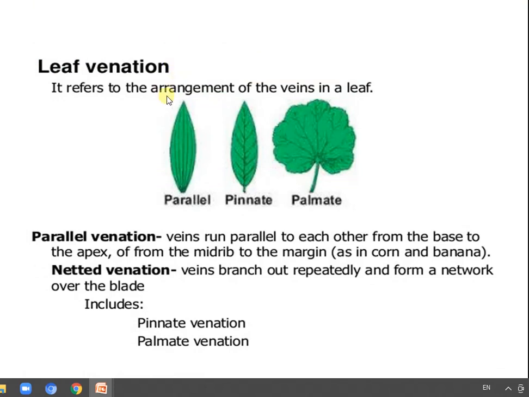Leaf venation refers to the arrangement of the veins in a leaf. Parallel, pinnate, palmate. Parallel venation: veins run parallel to each other from the base to the apex or from the midrib to the margin. Netted venation: veins branch out repeatedly and form a network over the blade. Netted venation includes pinnate venation and palmate venation.